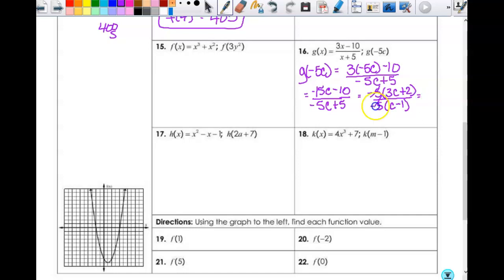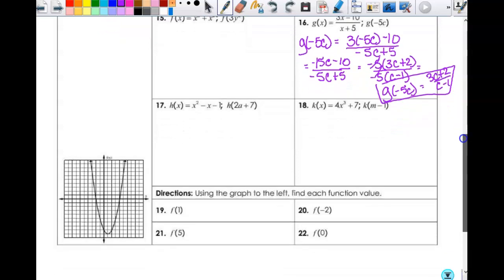Yes, now I can cancel out those negative 5's. G of negative 5c is equal to 3c plus 2 over c minus 1. Can I cancel the c's out? No. The plus and minus is like glue. It sticks it together. You don't get to cancel stuff out. You can only do that when you've got some multiplication going on. So that is your answer right there. Okay. We good? Reminders about weird things we mess up on sometimes. That's why we're doing those things.